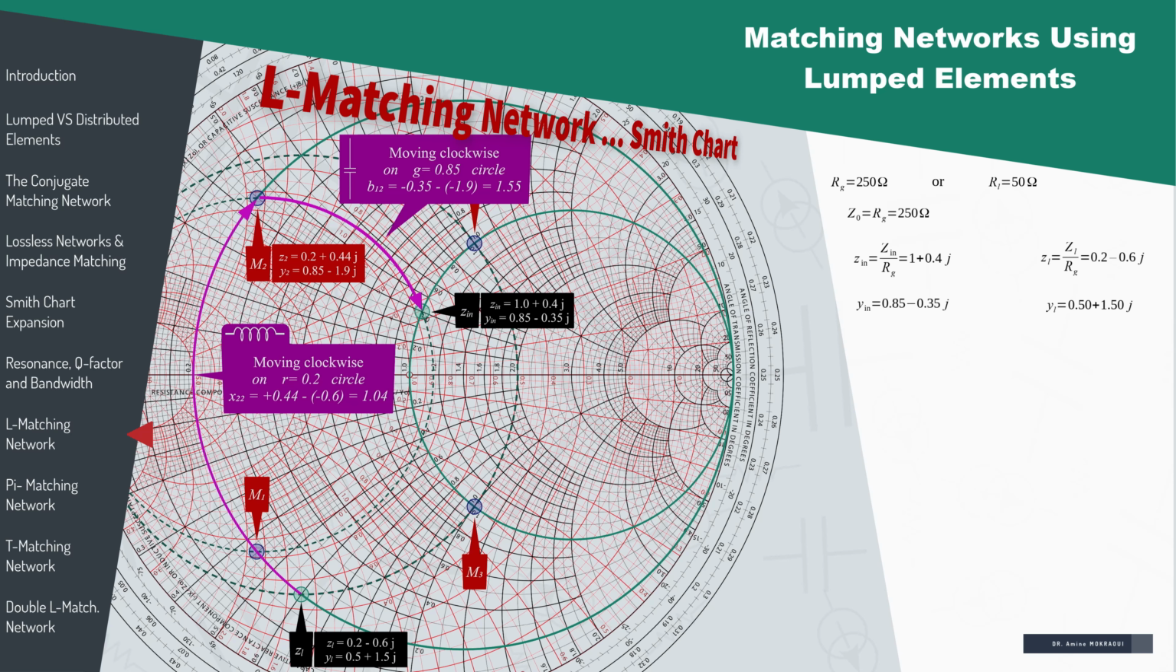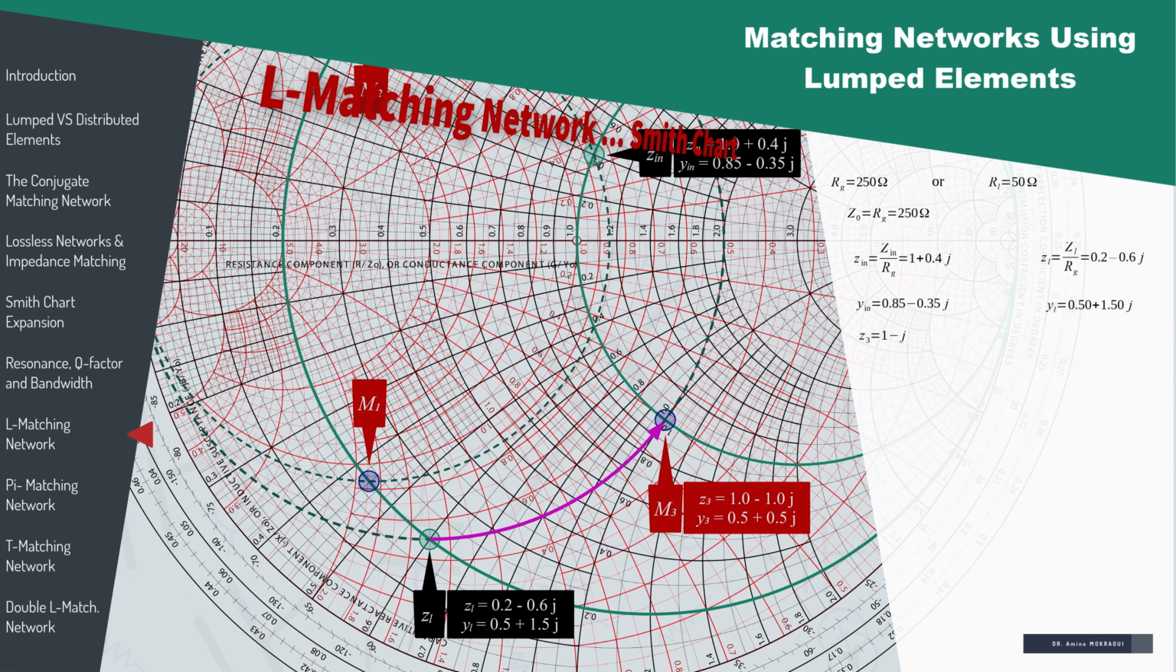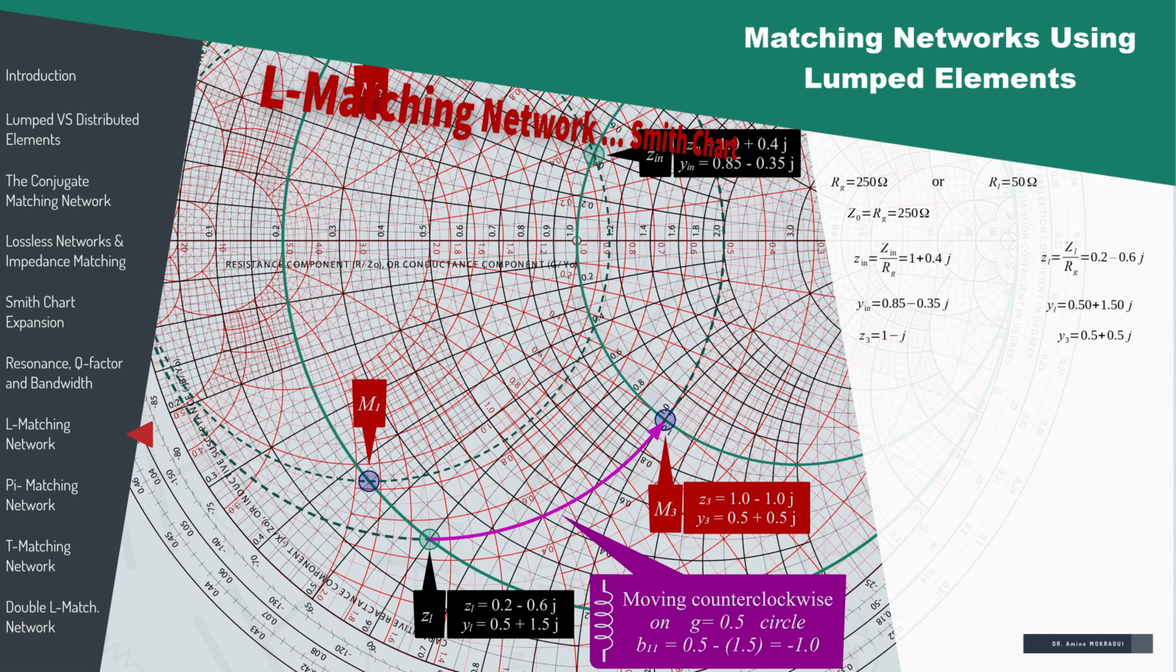We use the point M3 corresponding to Z3 equals 1 minus j and Y3 equals 0.5 plus 0.5j. When traveling from ZL to Z3, we take the counterclockwise direction on the G equals 0.5 circle. Thus, we are adding an inductor whose susceptance is B11 equals B3 minus BL, which is equal to minus 1.0. It corresponds to a reactance X11 equals minus 1 over B11, which is equal to 1. Uppercase X11 equals 250 ohm.